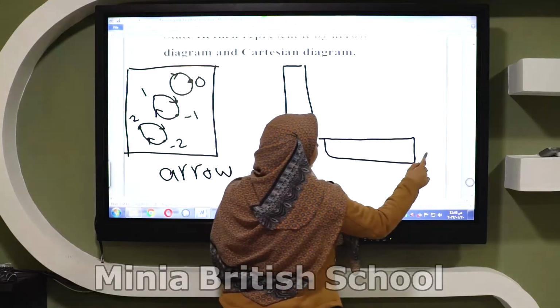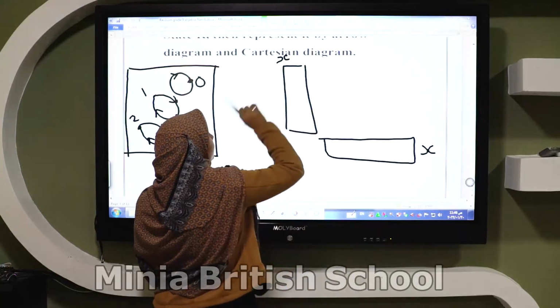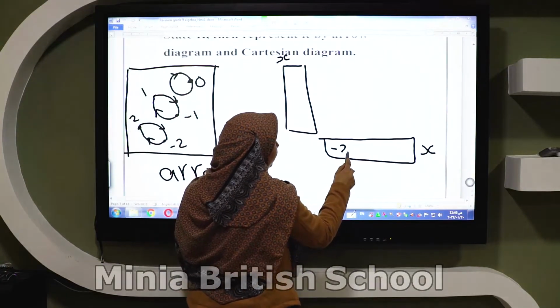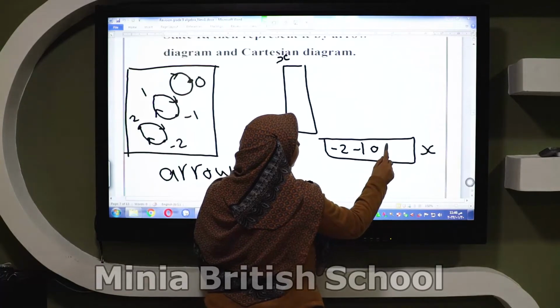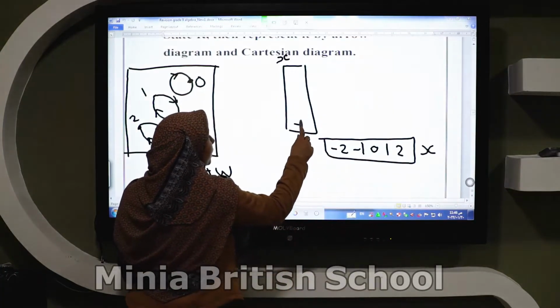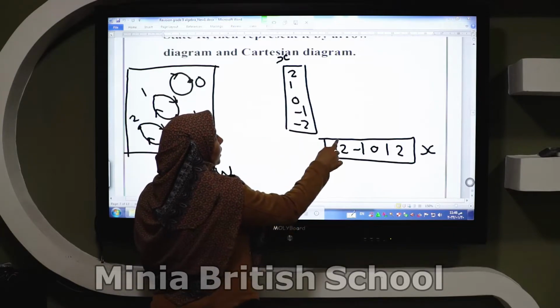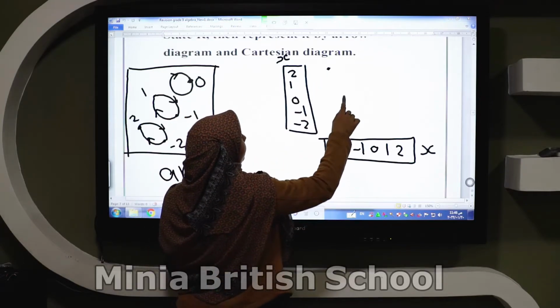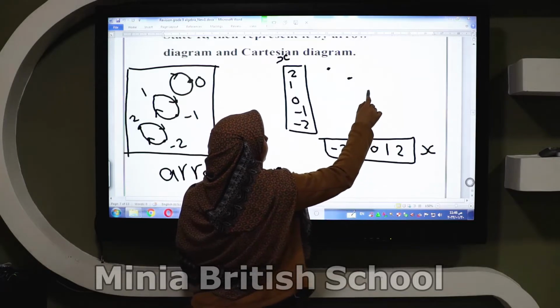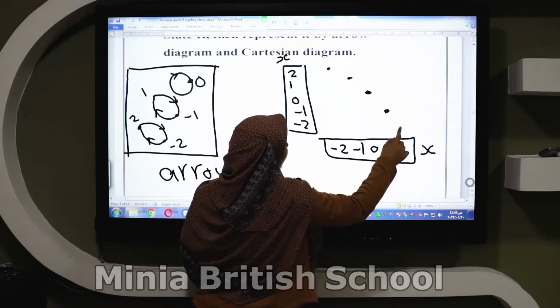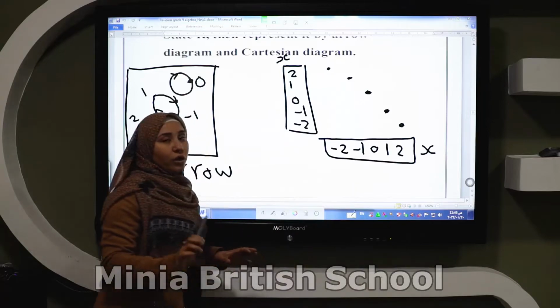Then for the Cartesian diagram, I will draw 2 plots. The first one represents x, and the second also x. The elements of x are -2, -1, 0, 1, 2, and also -2, -1, 0, 1, 2. Then -2 goes to 2, -1 to 1, 0 to 0, 1 to -1, and 2 to -2.